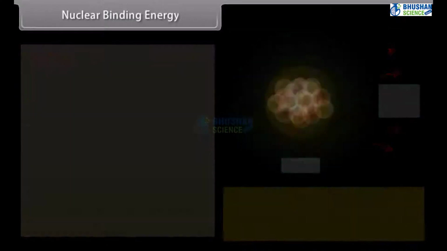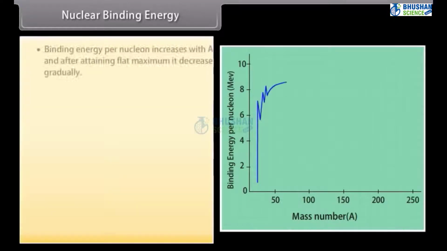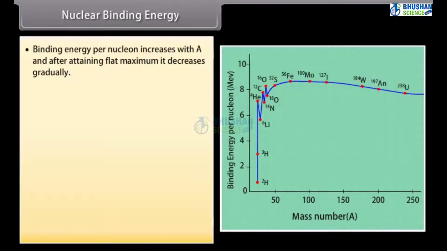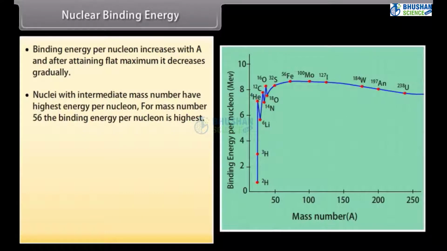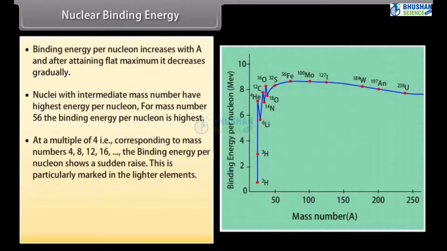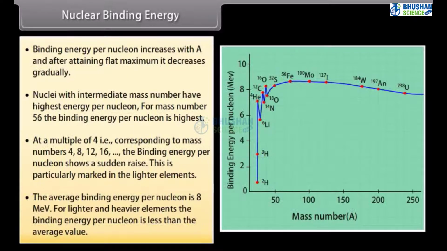the nucleus. From the graph, we note that binding energy per nucleon increases with A, and after attaining a flat maximum, it decreases gradually. Nuclei with intermediate mass number have highest energy per nucleon. For mass number 56, the binding energy per nucleon is highest. At multiples of 4, that is corresponding to mass numbers 4, 8, 12, and 16, the binding energy per nucleon shows a sudden rise. This is particularly marked in the lighter elements. The average binding energy per nucleon is 8 MeV. For lighter and heavier elements, the binding energy per nucleon is less than the average value.